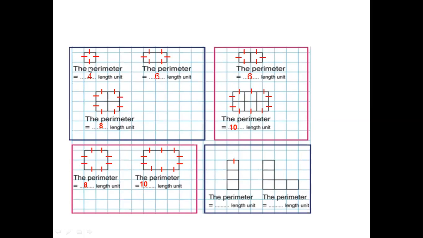In a shape like this, I'm going to count, as we know, from outside. It will be 1, 2, 3, 4, 5, 6, 7, 8. So it will be 8. And in this shape, I'm going to count from outside: 1, 2, 3, 4, 5, 6, 7, 8, 9, 10, 11, 12. So it will be 12.